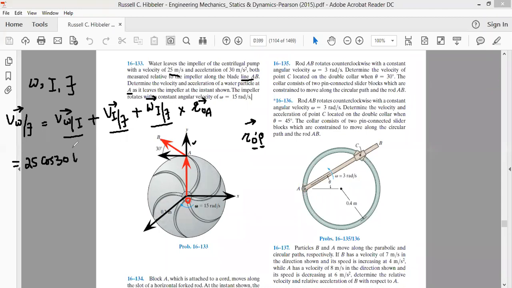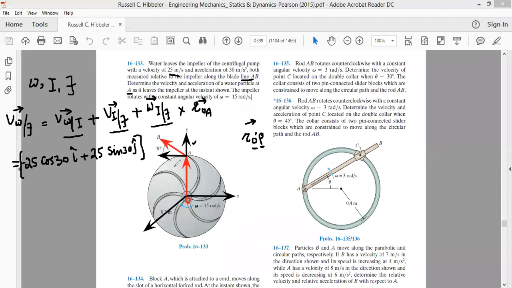Okay, but since this 25 cos 30 i cap is in the direction of negative x-axis, we'll write this as minus, plus 25 sine 30 j cap. Okay, this is the velocity of B with respect to the impeller, with its two components. Plus velocity of impeller with respect to ground.